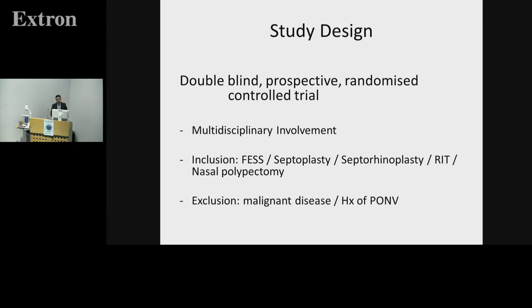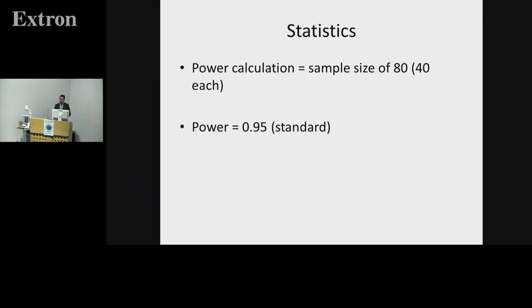What we included is all the nasal surgeries that are listed here. The exclusion criteria were malignant disease or patients with a history of nausea and vomiting. We thought that these surgeries represent most of what rhinology units would offer as a rhinology service. We used the local university for help with the statistics, and their recommendation, from a power calculation, was 80 patients, 40 in each group, to get an adequately powered study.